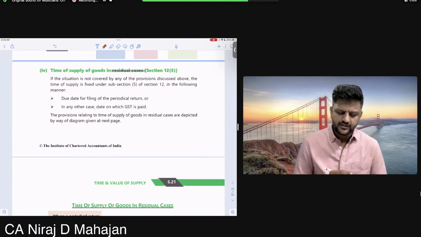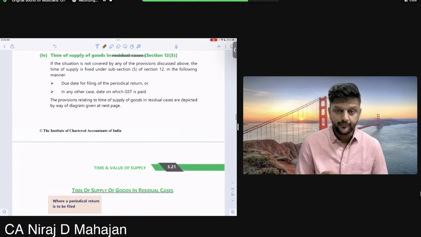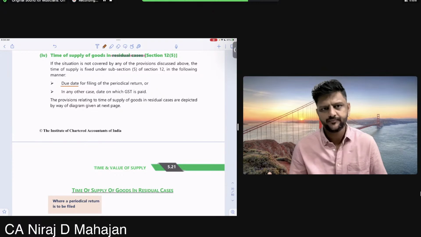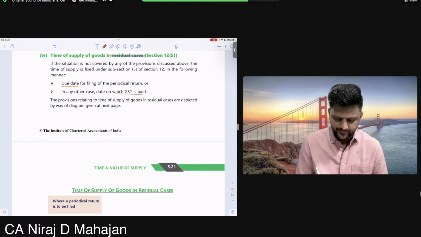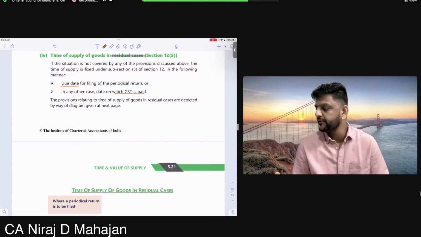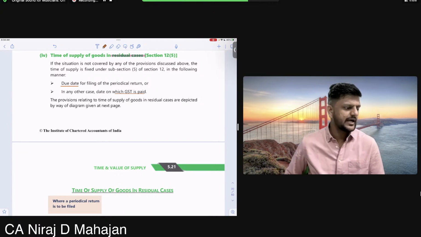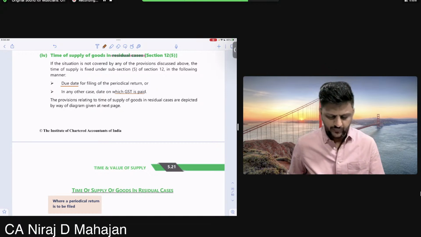The time of supply is fixed under subsection 5 of Section 12, so 12(5), in the following manner. Due date, pay attention, for the filing of periodical return. Now, periodical return can be monthly or quarterly. Or in any other case, the date on which GST is paid will be taken as the time of supply. If you're unable to determine it properly because the records are not available, we'll take the due date of the GST returns, periodical returns, or the date when the GST is paid. Fine till here?